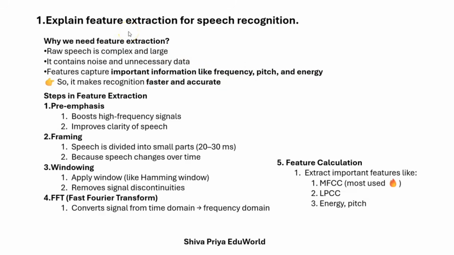The raw speech is complex and large. It has noise and unnecessary data. To remove that, we take only the important information like frequency, pitch, and energy. So it makes recognition faster and accurate. That is why we need feature extraction.